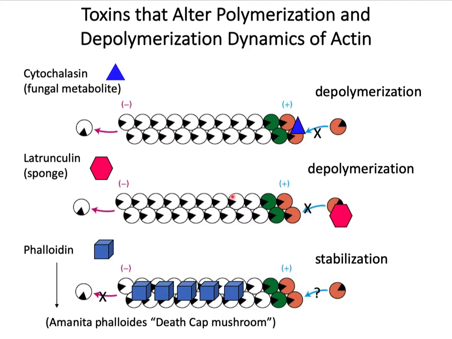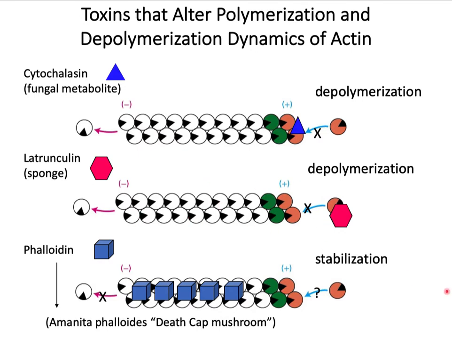What latrunculin does is it binds to actin monomers, so it is not binding to the filament. It binds to the monomers and sequesters them to prevent them from being added to the plus end. So if you add enough latrunculin, you can bind up all the monomers in the cell, so you no longer get the addition at the plus end because there are no monomers to add. You still get loss from the minus end, so eventually you get depolymerization of the filament.